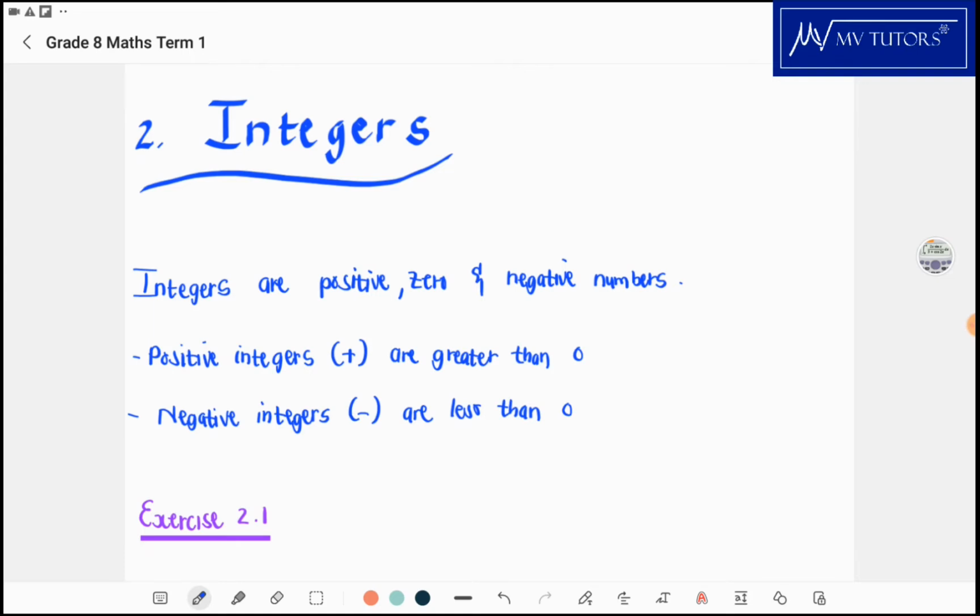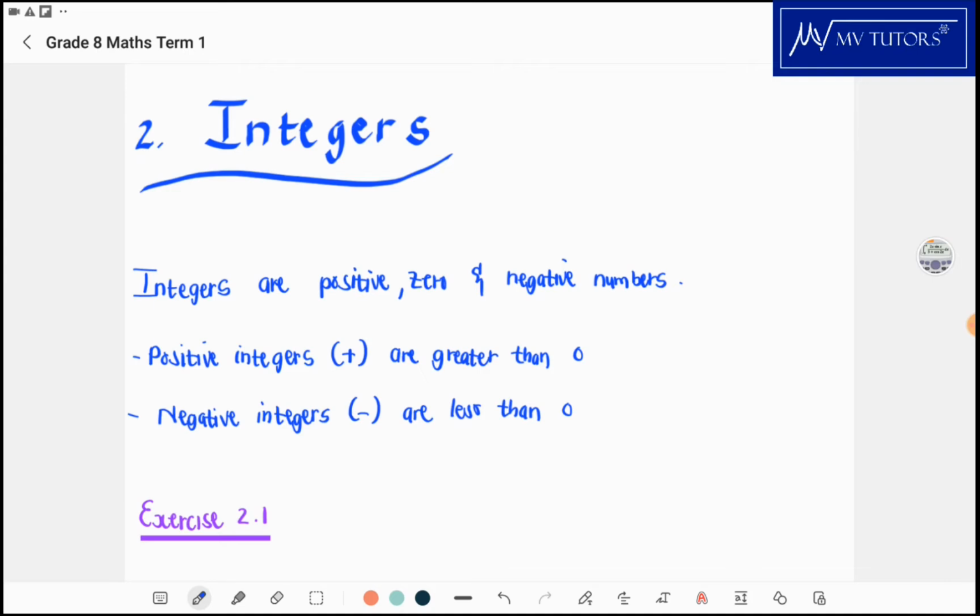Remember whole numbers? They're numbers starting from 0 all the way to positive infinity. We are not considering decimals, we're not considering fractions as yet. We're just dealing with the numbers as they are. Now, what are integers? Integers are positive, 0, and negative numbers.